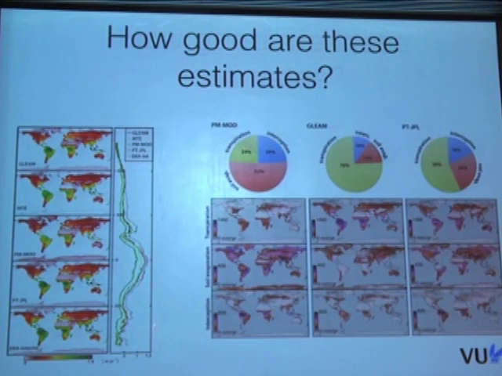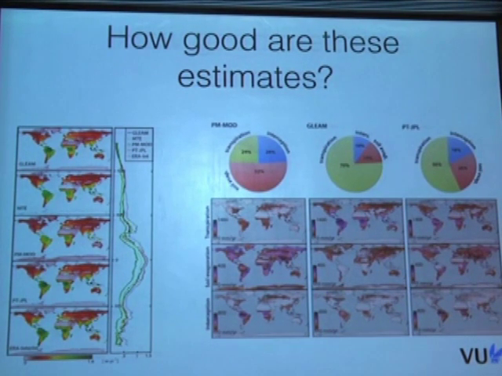And if you plot these on a curve like this, different estimates, you see that yes, we now have global sets of evaporation, but you have to be very careful which one you use. Or you use the ensemble, or you use the average, but there is pretty big variability in them. This is transpiration, soil evaporation, and interception for these different models.